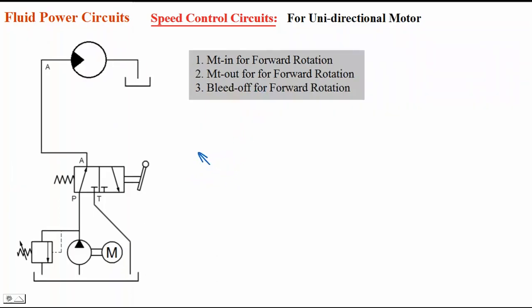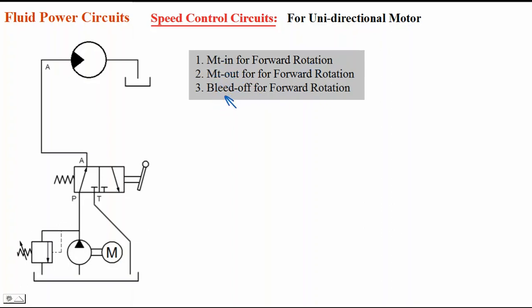And we shall see the motor, unidirectional motor. Here also 3 different possibilities are there. One is metered in for forward rotation. Here, since it is a unidirectional motor, I can't tell anything about reverse direction rotation. It can run in only one direction. It can't rotate in the other direction. A unidirectional motor can run in one direction only. So that's why for that forward direction, meter in, meter out, bleed off, likewise 3 circuits we can do.